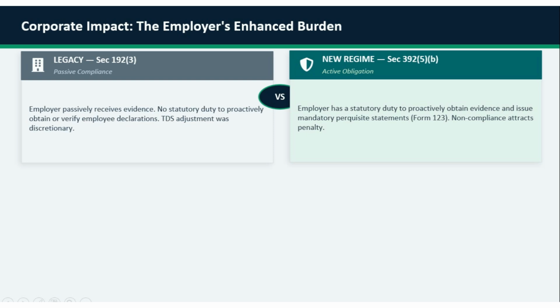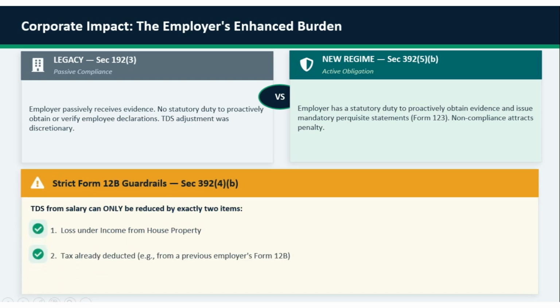The framework also tightens Form 12B rules. Salary TDS reductions are now allowed only in limited cases, such as house property loss or tax deducted by a previous employer. Unsupported claims or self-declarations will no longer be accepted. Overall, the new regime increases accountability, placing greater responsibility on employers for verification and documentation.